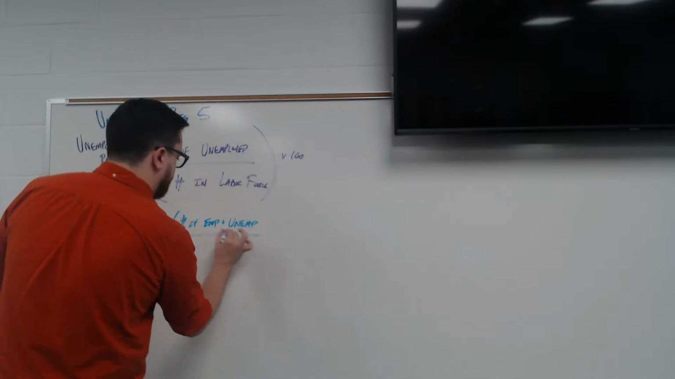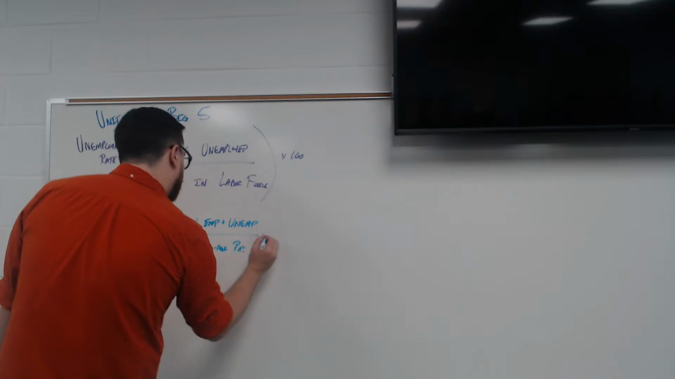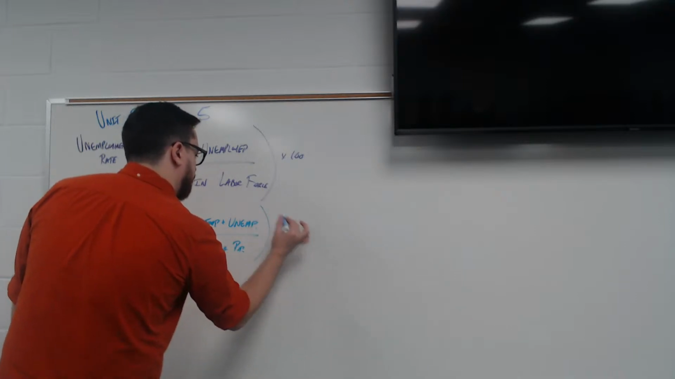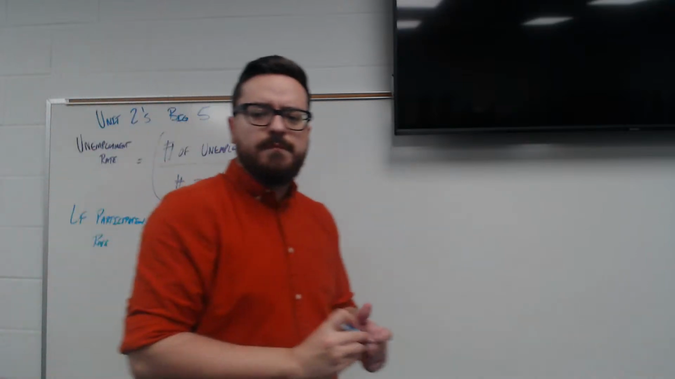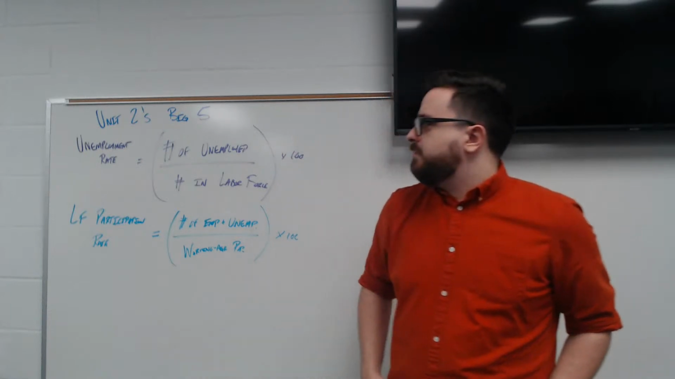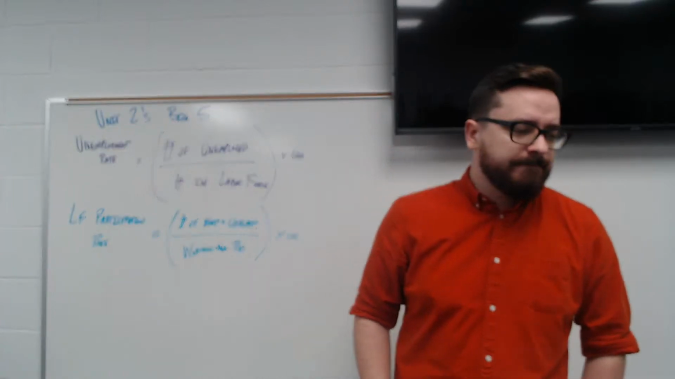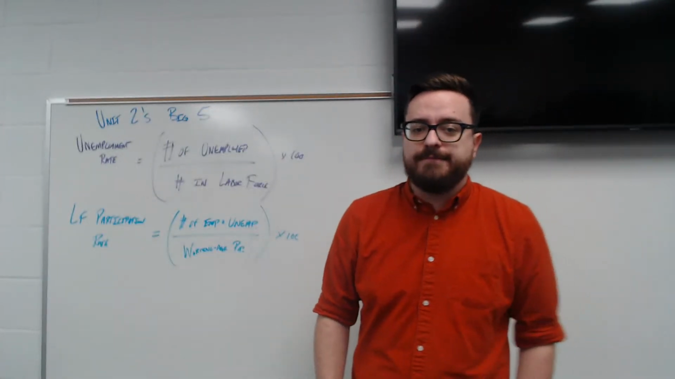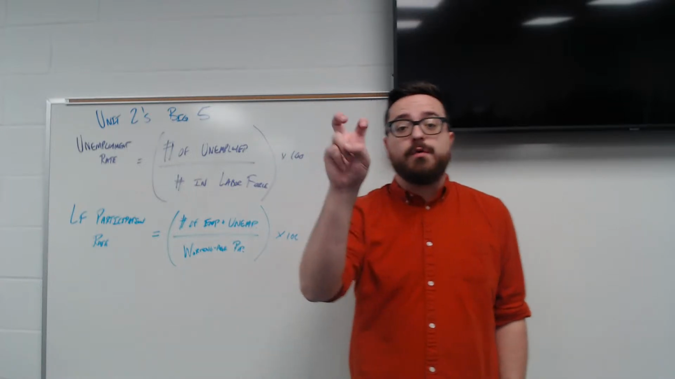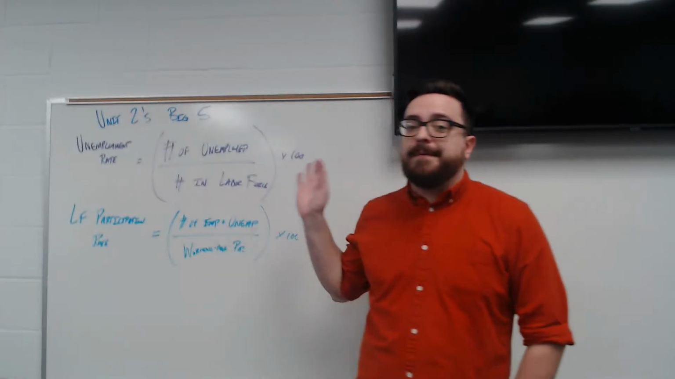Number of employed and unemployed, divided by the working age population, again, times 100. All of the big 5 formulas for Unit 2 have times 100 at the end. Now that one number is just telling me out of everybody who conceivably could be working, how many of them are actually trying to. The total working age population is everybody who theoretically could work. And the number of employed and unemployed people are the people that are trying to work.